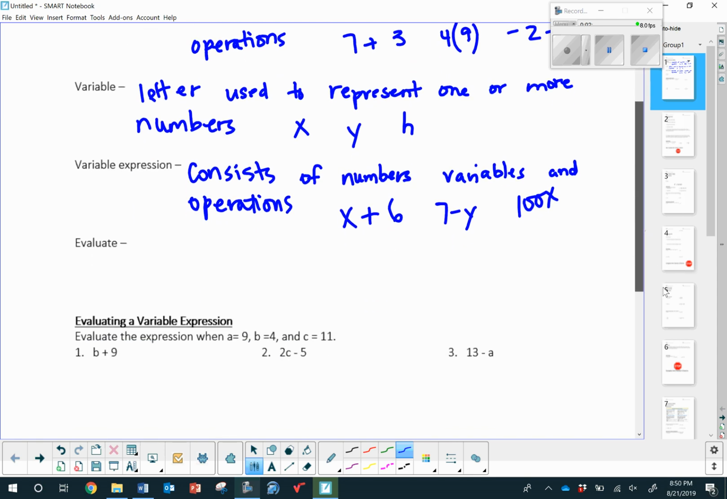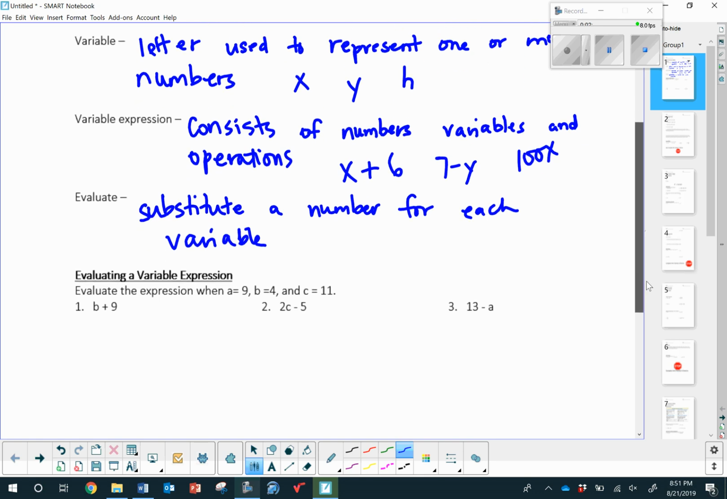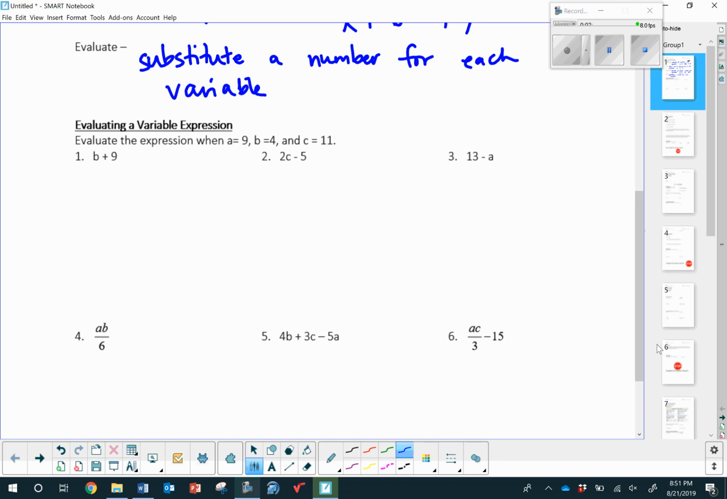All right, the last term that we have here is to evaluate, and that simply means that you would substitute a number for each variable. Okay, we are going to evaluate some expressions when A equals 9, B equals 4, C equals 11. So it says B plus 9, so I'm just going to plug in that 4 wherever I see the B. So this would be 4 plus 9, and my answer then is 13.